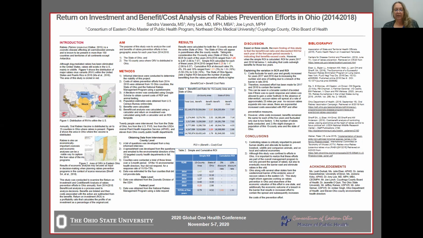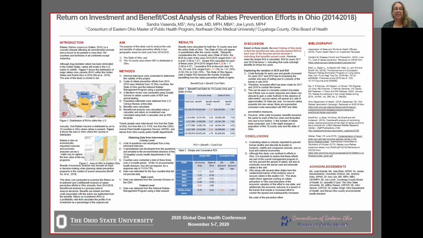Rabies is an economically important zoonosis, and economic analysis can be a way to capture the true value and impact of rabies prevention programs. Results can be used in decision-making when planning prevention programs in the context of scarce resources. Aim. The aim of my study was to collect data on the cost of rabies prevention and calculate the benefits for both the 15-county area and also for the entire state of Ohio for each year of the 5-year period, 2014 through 2018.